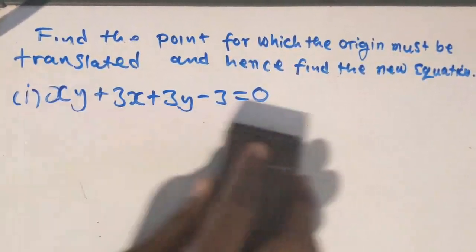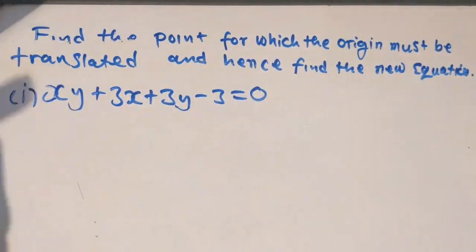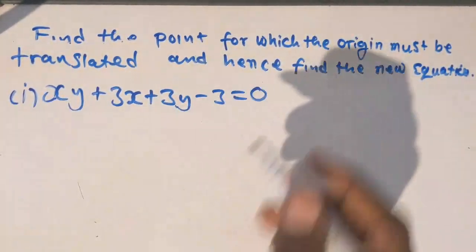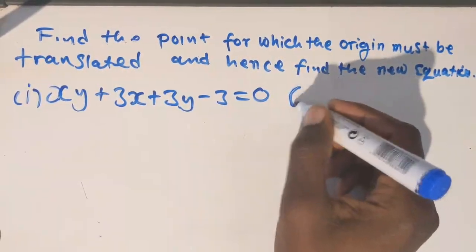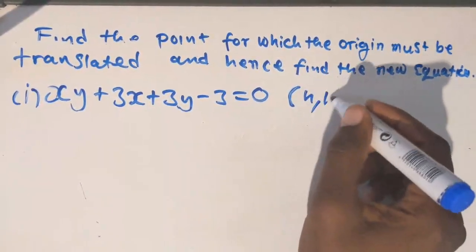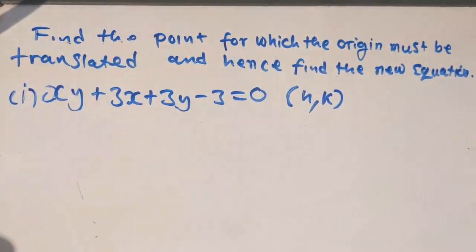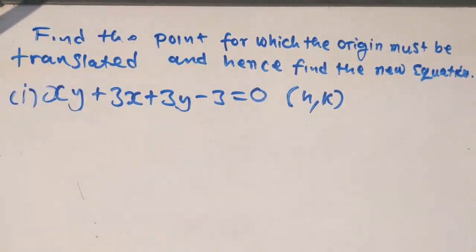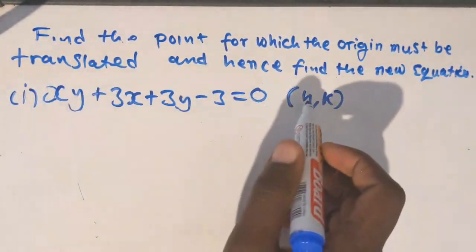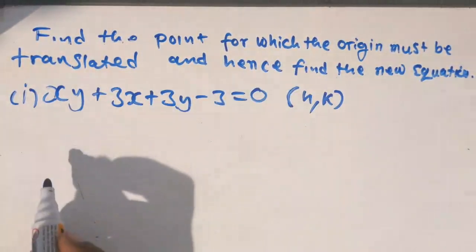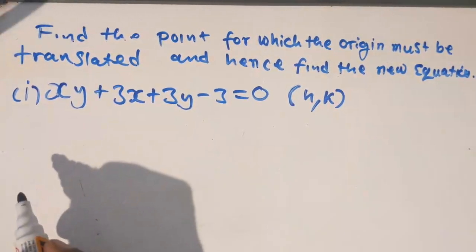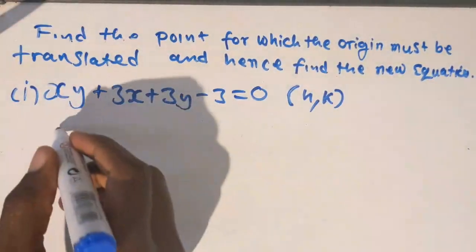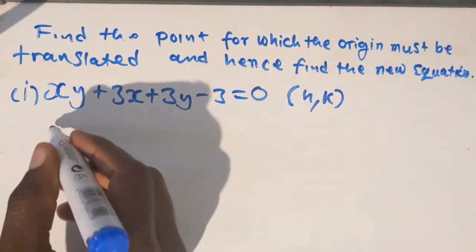Okay, so for you to find the origin, you need to know that the origin has the coordinates h, k, which is the center. That is what you need to know. So you need to find those numbers h, k. How do you find these? You need to know the formula. So the formulas for h is what?